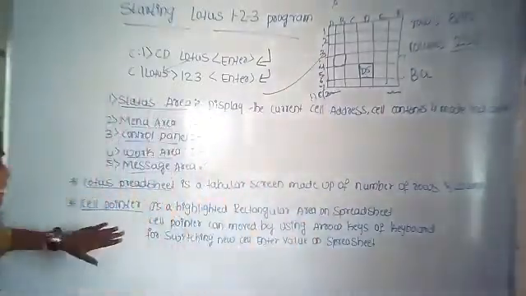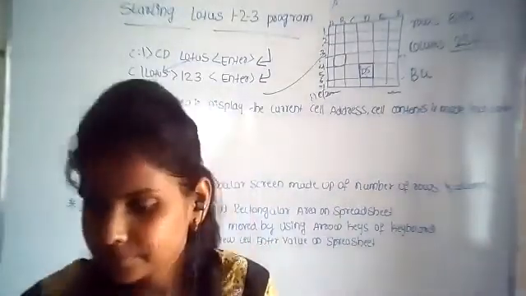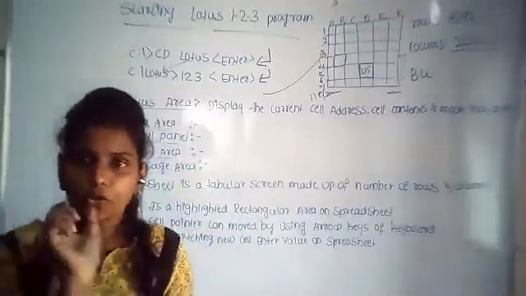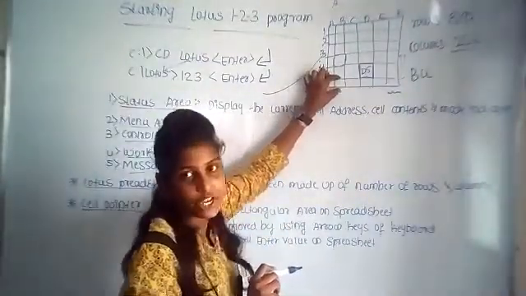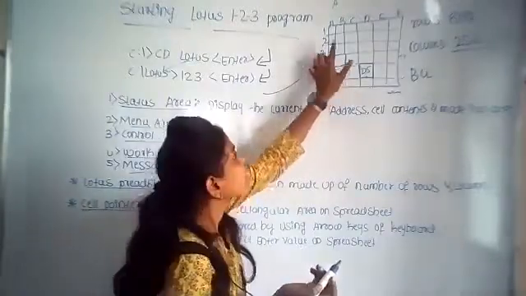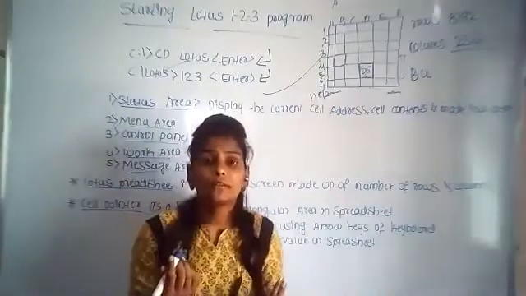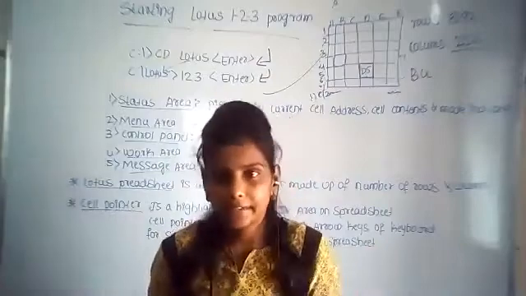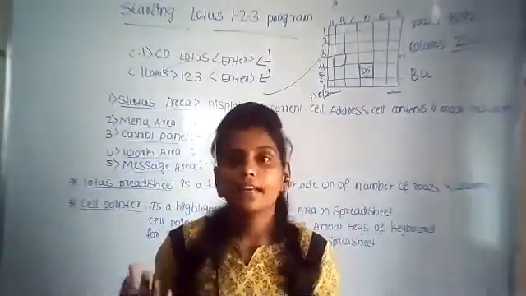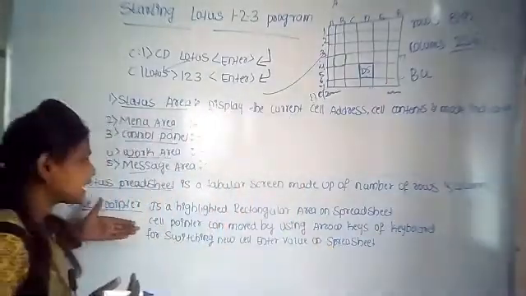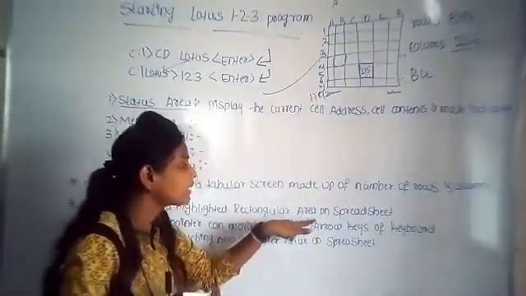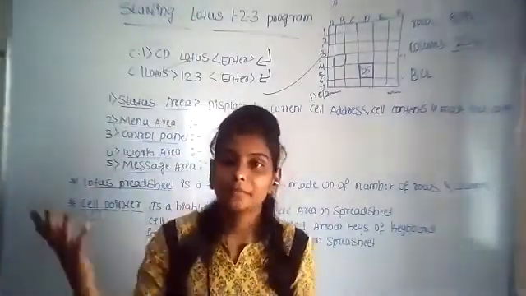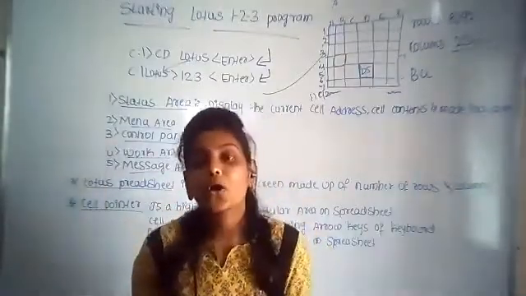Okay. Next, cell pointer. What is a cell pointer? Cell means what? Already I told you. This particular rectangular shape is called a cell or a grid. There are many cells. Pointer means pointing to a particular location. That is called a pointer. But it also holds the address of another cell. Here, what is a cell pointer? It is a highlighted rectangular area on a spreadsheet. Highlighted means what? Highlighting. Where it is highlighted, you can see it. That is called highlighting.